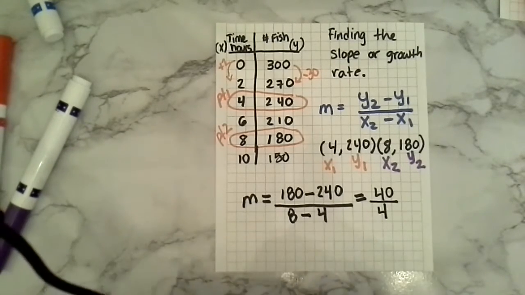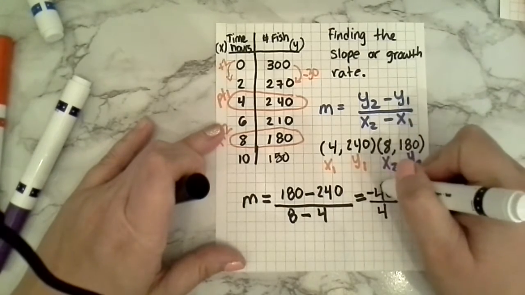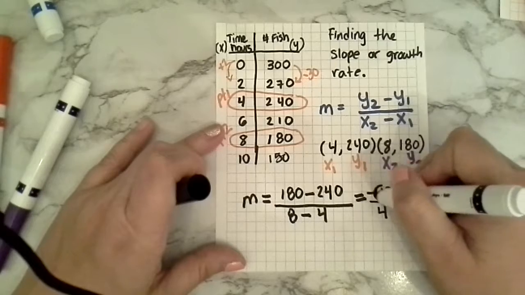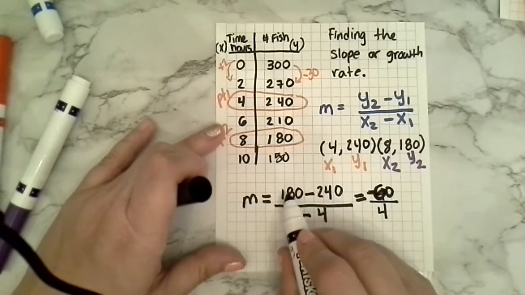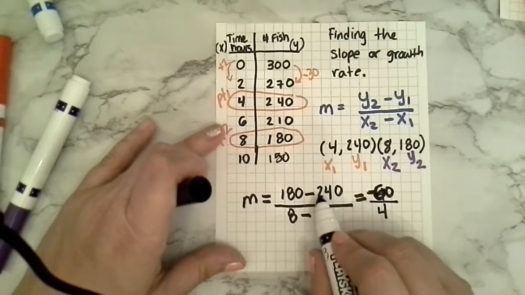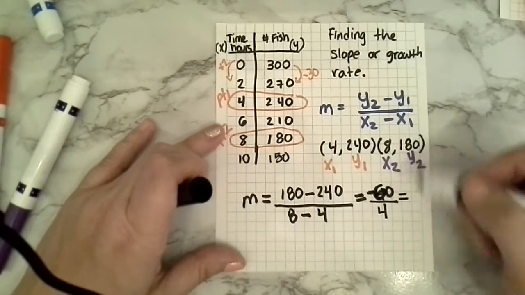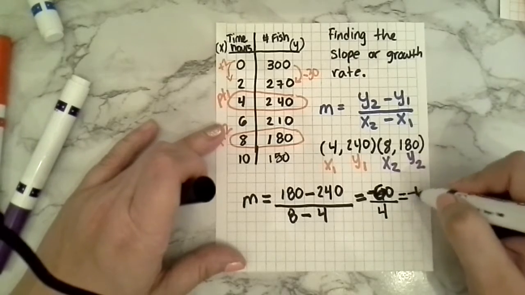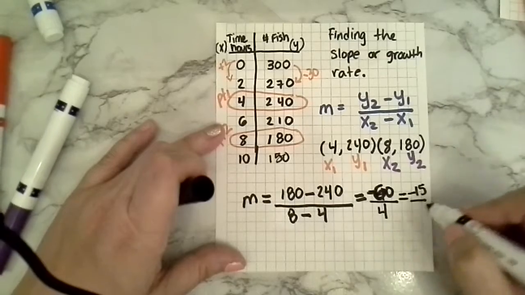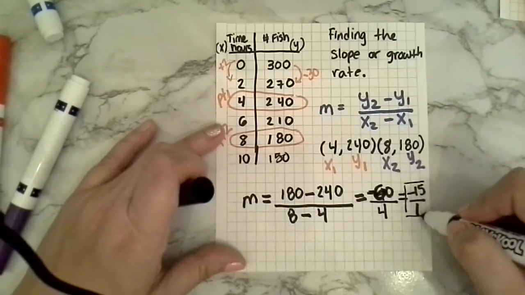Actually, I think it's not 40. It's negative 60. Be careful. Again, I have 180 positive, but I'm subtracting more than what I have, so it should be negative. If I reduce this, 4 goes into 60 15 times, and it goes in here once, so this reduces to be negative 15 over 1.